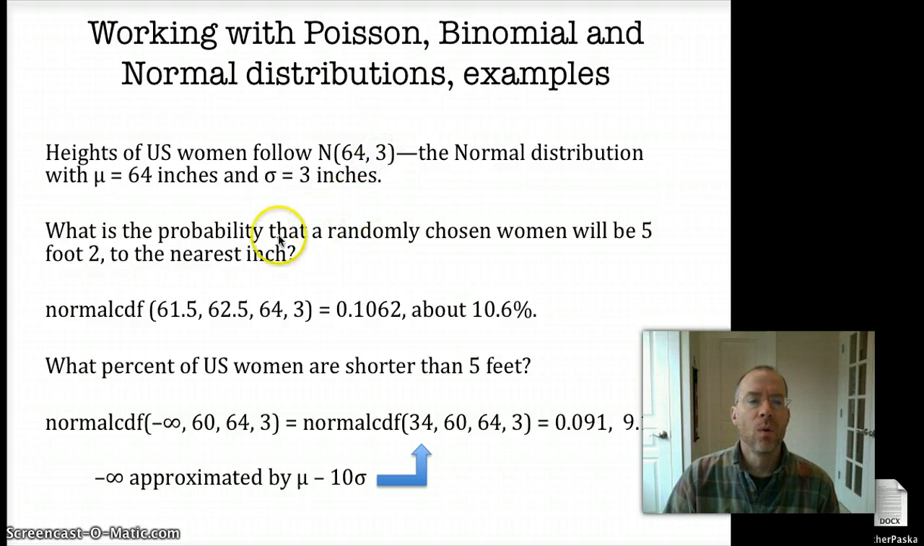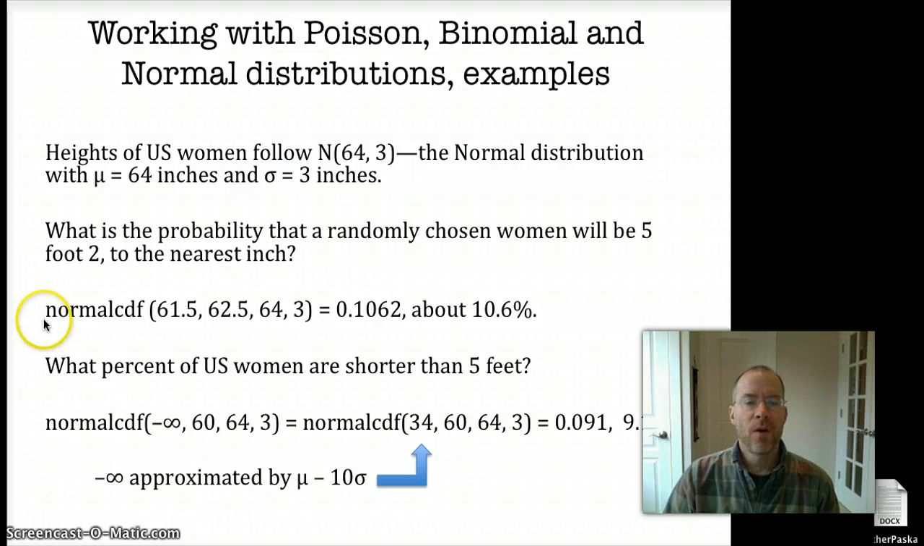Okay. What is the probability that a randomly chosen woman will be 5'2" to the nearest inch? So in reading this, you have to think, okay, we're talking about a random variable here. The random process is select a woman at random and measure her. And then the random variable is her height. And what is the probability that it'll turn out to be 5'2" to the nearest inch?